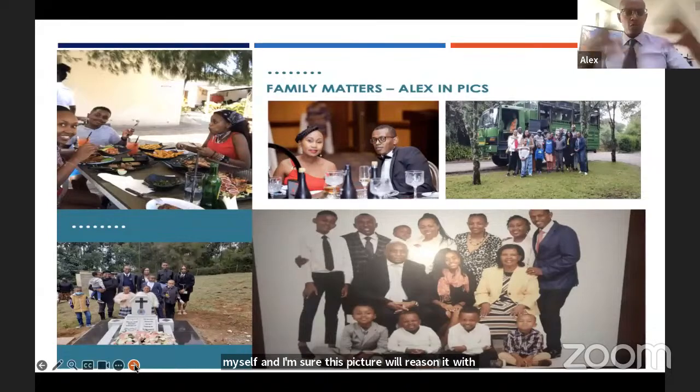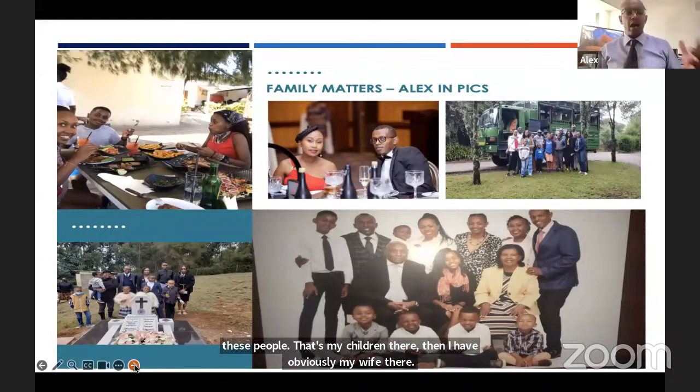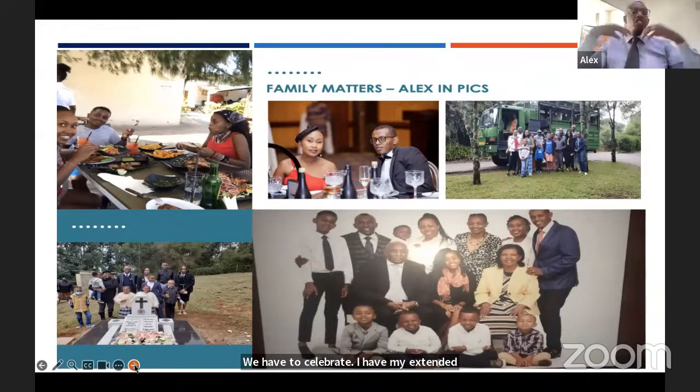And I'm sure this picture will resonate with everybody. On the left at the top is my family. This is me. My pastor says you have to share your personal story. So I am a father. I have 4 lovely children, married, and I care about these people. That's my children there. Then I have obviously my wife there. We have to celebrate. I have my extended family who I am responsible for taking for holidays and organizing, and taking care of their insurance. I have parents. I have to take care of their medical and those kind of scenarios, their trips, their holidays. We have to come together and we have to do these things, because this is my social side.